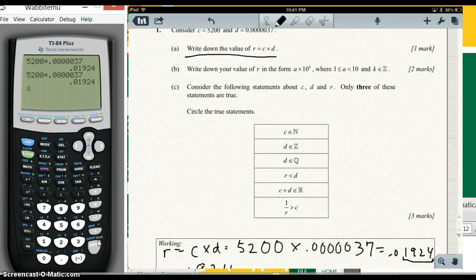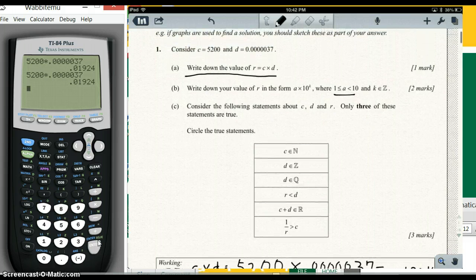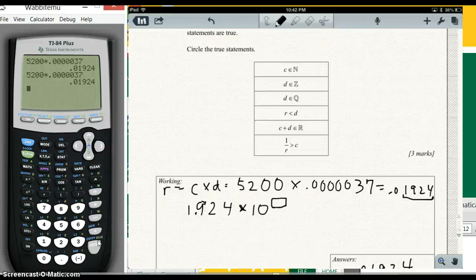Well, if you look at the rule here, a has to be between 1 and 10. So if we put the decimal point here, we make 1.9, which is between 1 and 10, so that's okay. Now we just need to figure out what we put here. The number that we put in this little box is going to move the decimal point. Let's say we're going to try to change 0.01924 to 1.924. How many times do you have to move the decimal point? Well, you have to move it twice, right? So we know that what goes in this box is going to be either positive or negative 2, because we're going to move it twice.